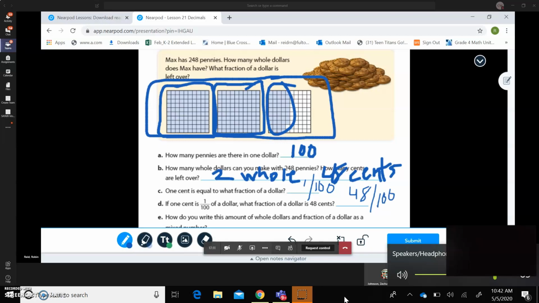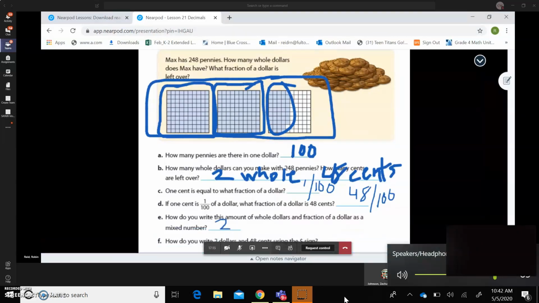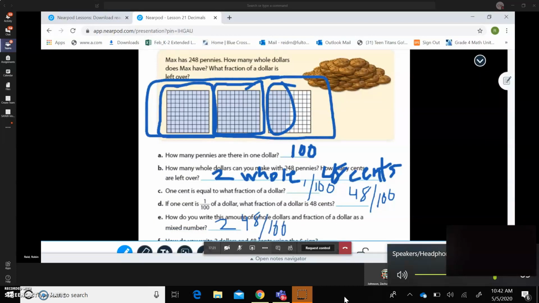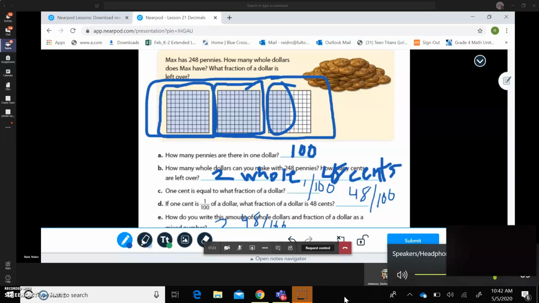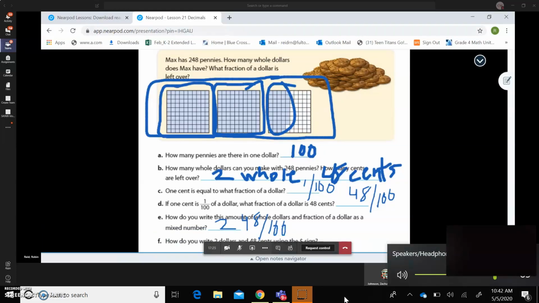So next, the same way you can write it as a decimal, with your whole, which is 2, and you see 48. Alright, I have the dollar sign. So $2.48.